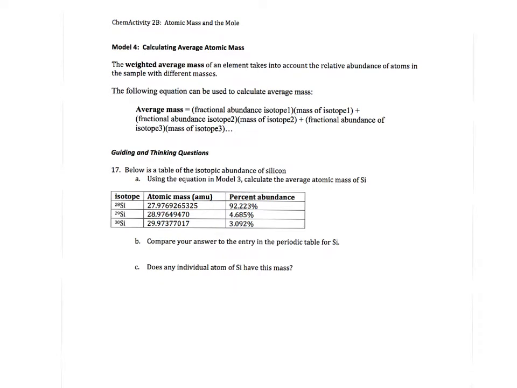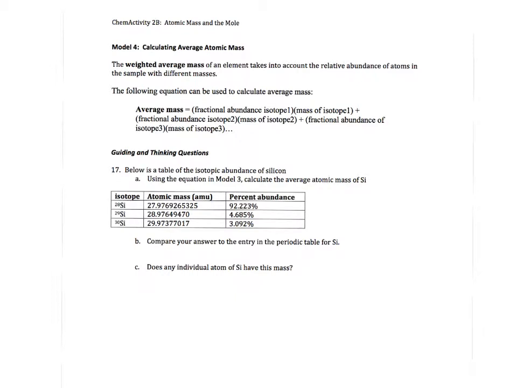This video is a demonstration about how to solve a couple of the problems in ChemActivity 2B, focused on atomic mass in particular. Looking at Model 4, we see this definition: the weighted average mass of an element takes into account the relative abundance of atoms in the sample with different masses. As we saw in class with the examples of the golf balls and the ping pong balls, the mixture and what you have there is going to dictate what the average mass is.